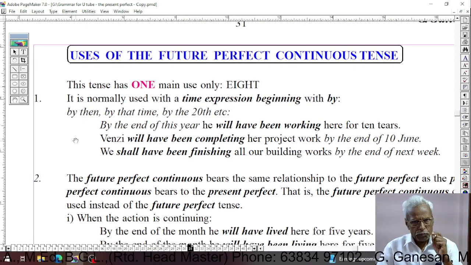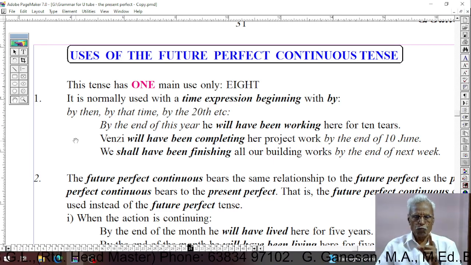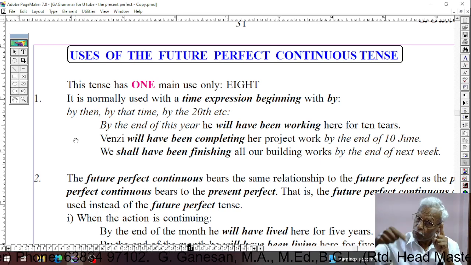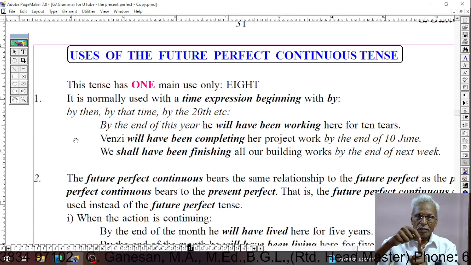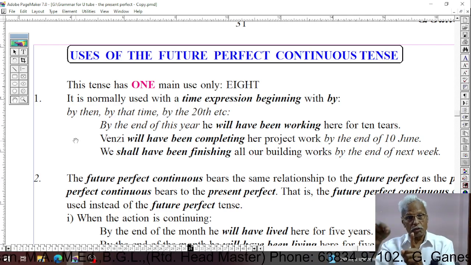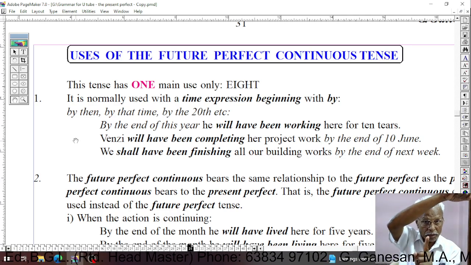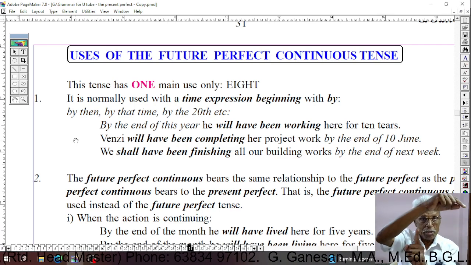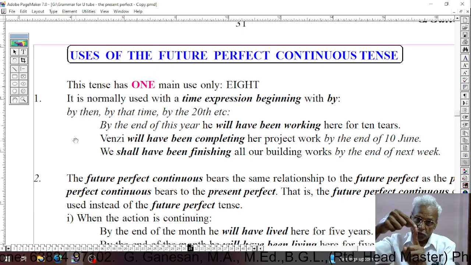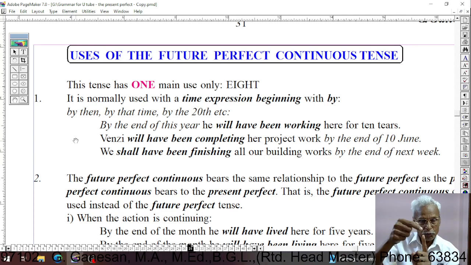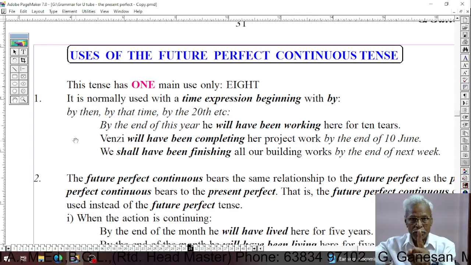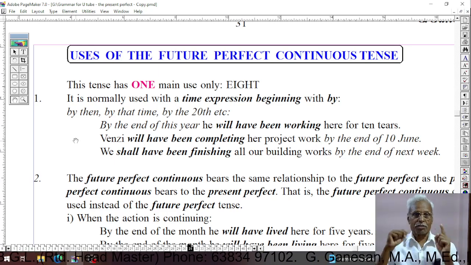Dear students, the main use of the future perfect continuous is to express a future action that will be started before a particular time of speaking, that will begin before the particular point of time, and it will be going on at that point of time and after it.